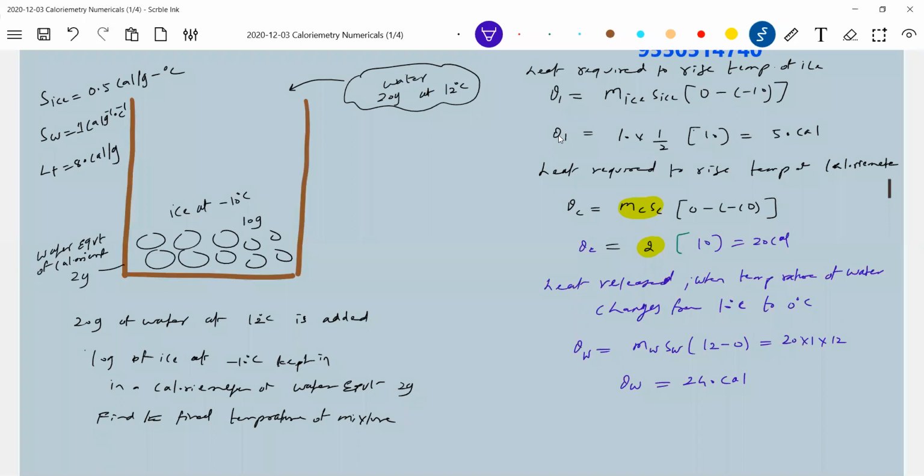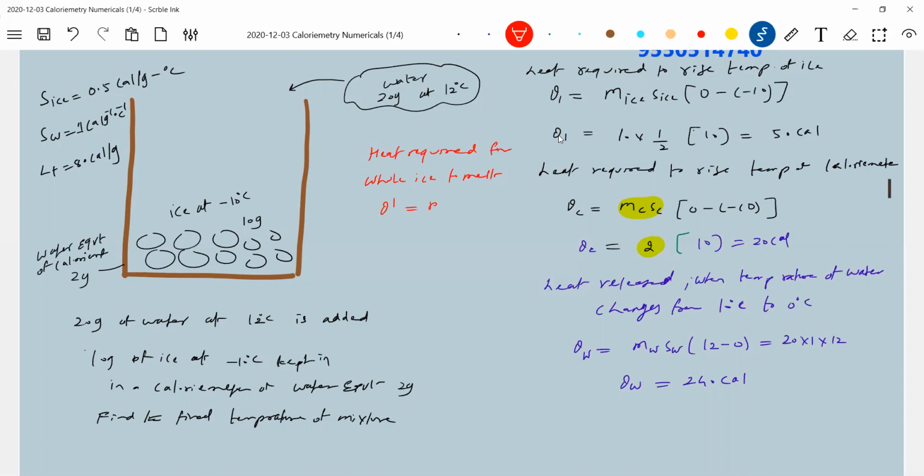Is it that all the ice will melt? We don't know. Will the whole ice melt, or will a part of the ice melt? We don't know that one. So separately we should calculate here the heat required for all ice to melt. I'll call it Q dash.